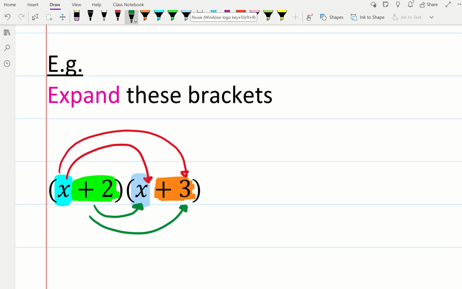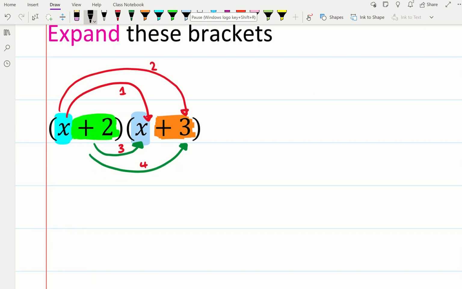And I would take it in order. I would literally do this first, this, and this. So x times x, I'm following the arrow, x times x is x squared. X times a +3 is a +3x. You must add these signs.